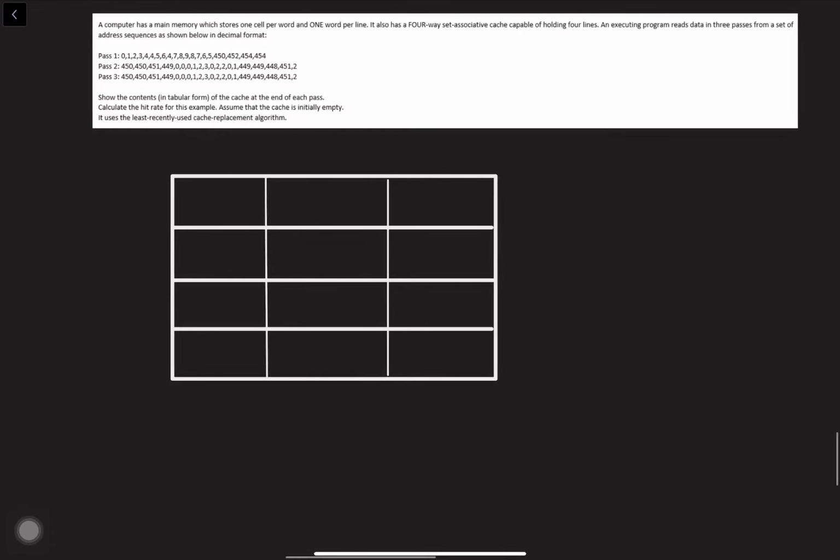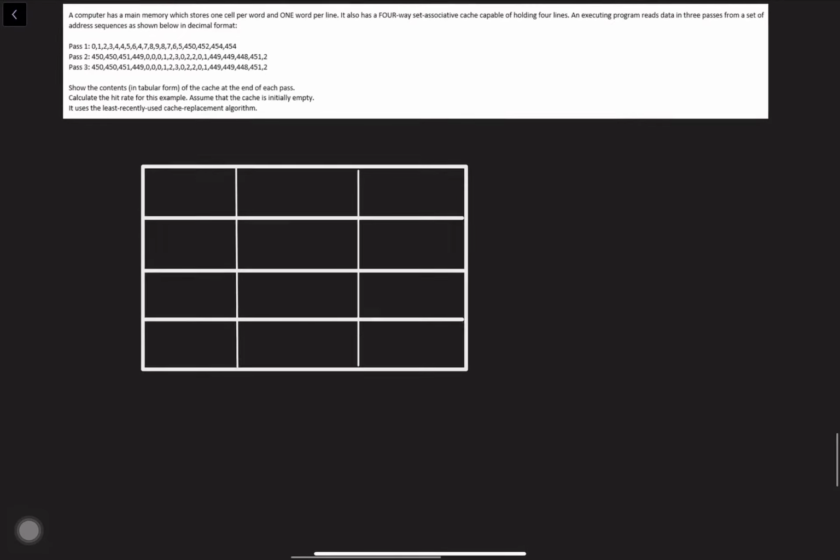Hi, I'm going to solve this question on set-associative cache. To begin, I'm going to highlight the most important pieces of information from this question that we have at the top here. A computer has a main memory which stores one cell per word, one word per line. It also has a four-way set-associative cache. That's important. It is capable of holding 4 lines.